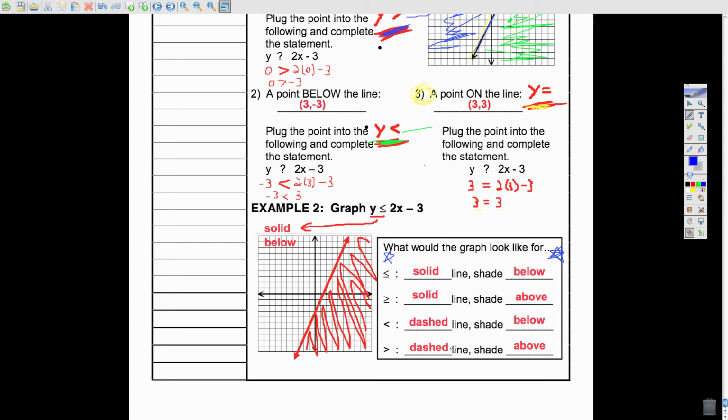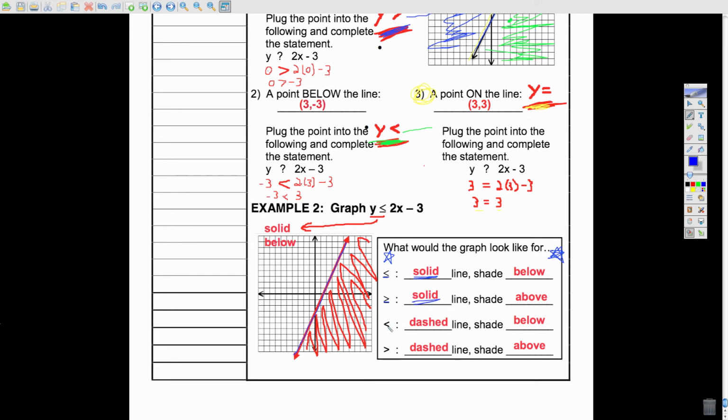Again, this box right here goes through all of it, and that's why the notes are very important. It's very important you get them. If the sign has the line underneath it, so whether it's a greater than or equal to or less than or equal to, it's going to be a solid line. So when I graph this, the line is a solid line.